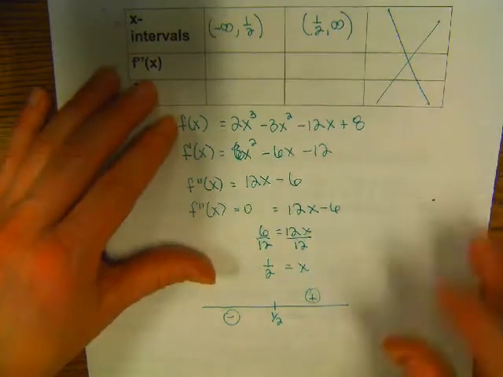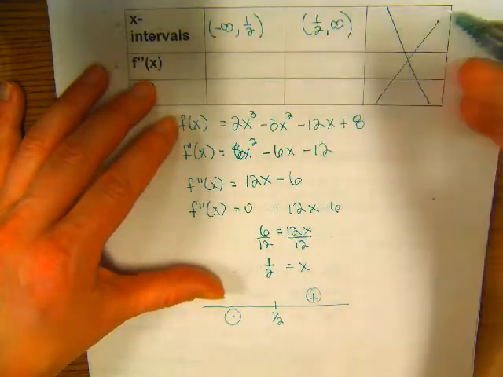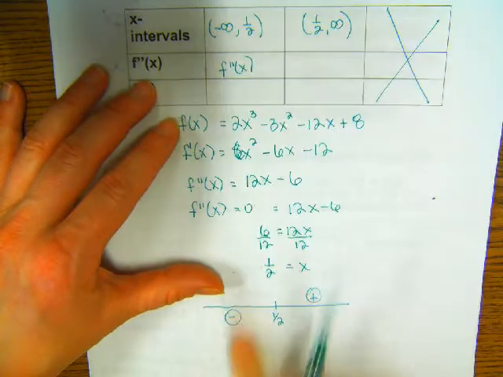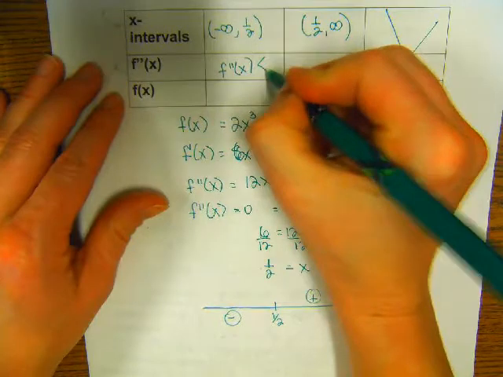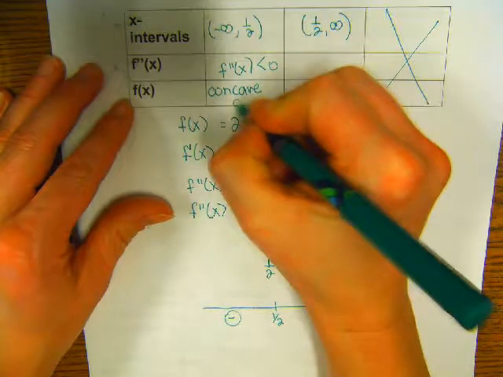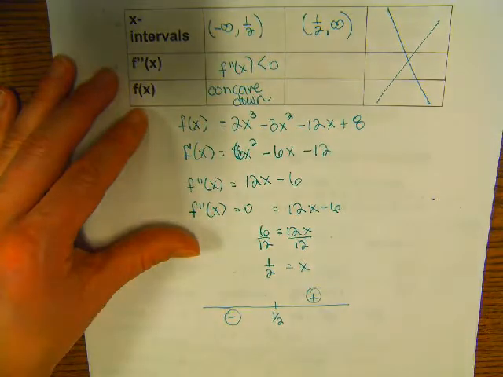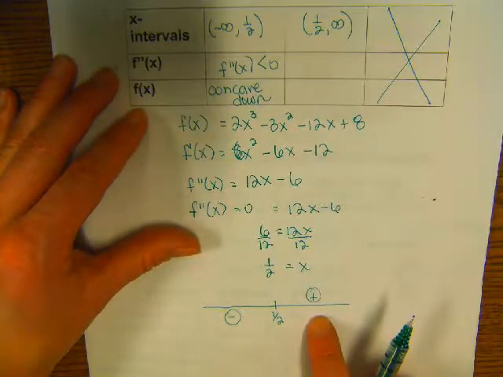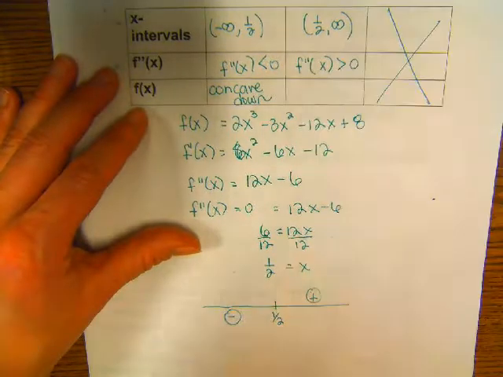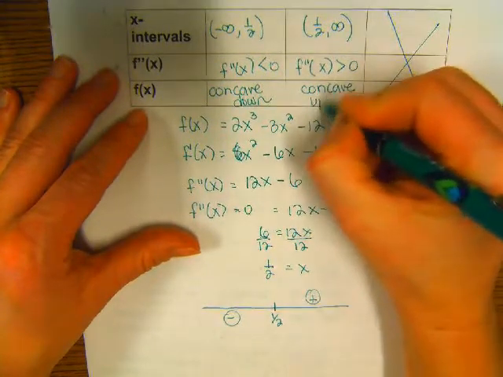So then what that means is on the first interval, the second derivative was negative. What that tells us is f of x is concave down on this interval. On the second interval, the second derivative is positive, and that means that the function is now concave up.